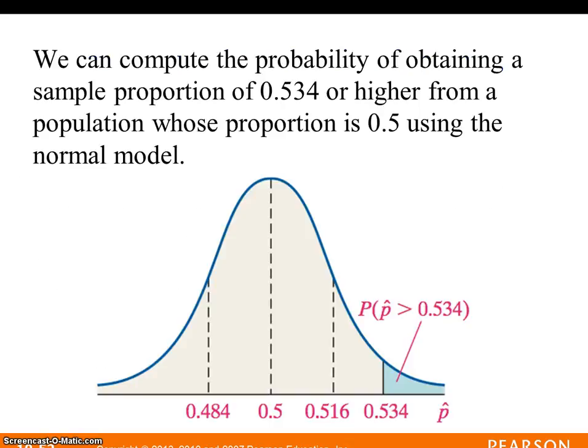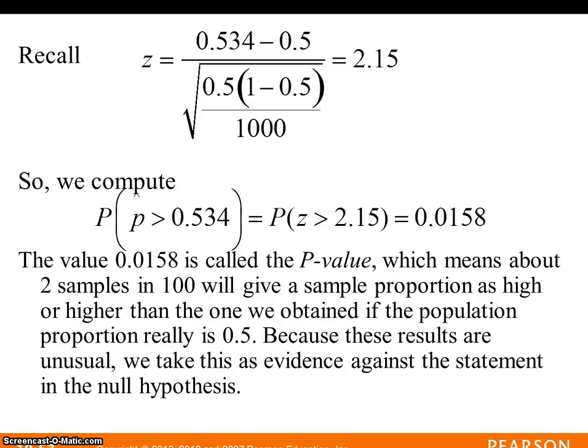So we can compute the probability of obtaining a sample proportion of 0.534 or higher from a population whose proportion is 0.5 using the normal model. Again, we did this earlier. We calculated this, and the probability in this case is 0.0152. In other words, you can compare either the number of standard deviations it is away from the mean, or with the p-value approach, you compute the actual probability.